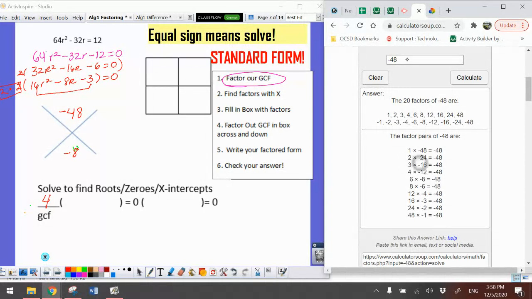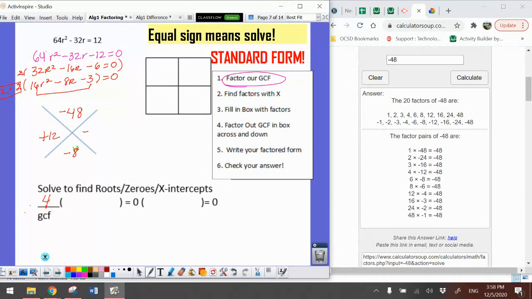Well, 1 and 48, 2 and 24, 3 and 16, 4 and 12. Well, 4 and 12 looks promising because they have a difference of 8. So do I need a positive 12 and a negative 4? Does that give me a negative 8? No, that does not. So I need a negative 12 and a positive 4. So the larger number has to take this middle sign. So if I add those, that's going to give me a negative 8. Negative times positive gives me the negative 48. So I am good there.